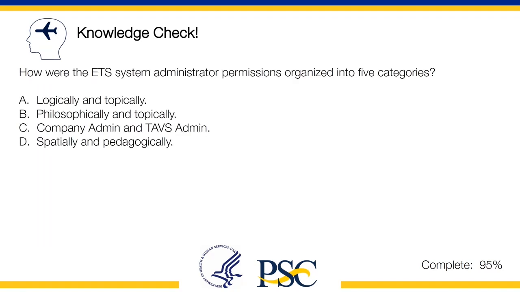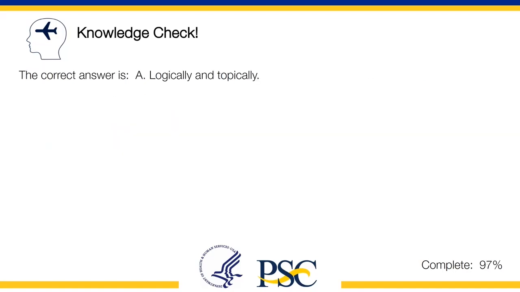How were the ETS system administrator permissions organized into 5 categories? A. Logically and topically. B. Philosophically and topically. C. Company admin and tabs admin. D. Spatially and pedagogically. Pause the video, consider your response, and then resume to learn the answer. The correct answer is A. Logically and topically.